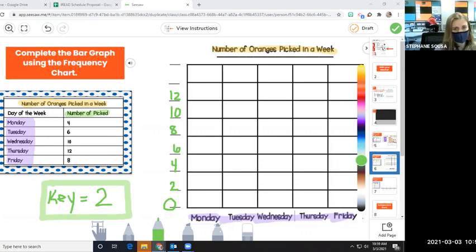Okay, now that we've got our key or our scale set up, let's take a look at filling in our data. We've got Monday. I like to color in my bar graphs with my highlighter. I'm going to use the orange because we're talking about oranges being picked in a week. Monday has 4, so I'm going to color in 2 bars, 2, 4, all the way up to 4. So 2 sections or 2 bars here represents all 4 oranges that were picked.